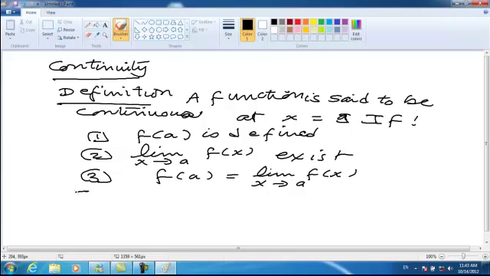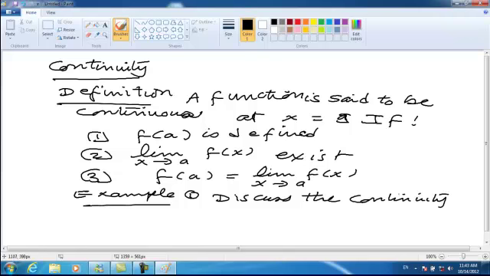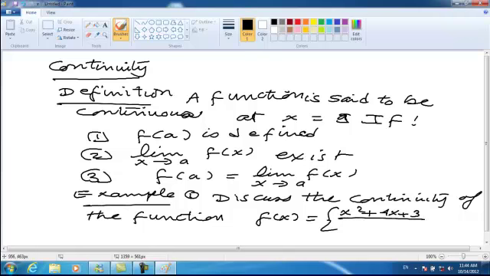Example 1: discuss the continuity of the function f of x, piecewise function: x squared plus 4x plus 3 divided by x plus 3, x does not equal minus 3; x plus 1, x equal minus 3.